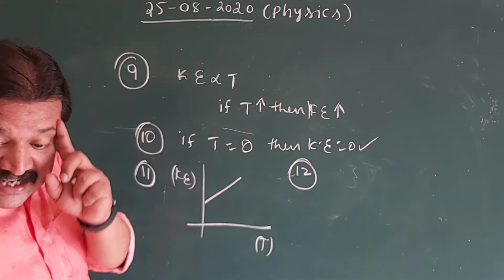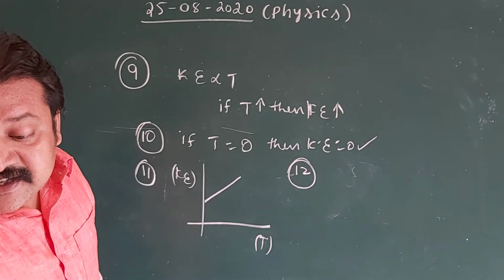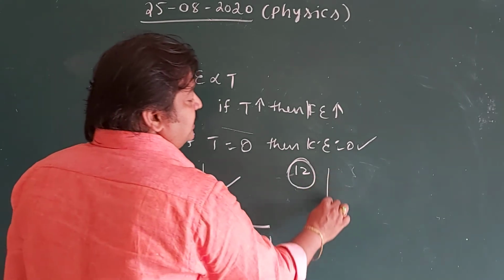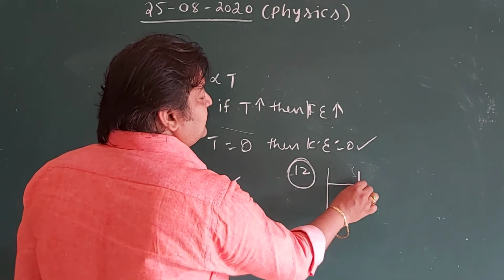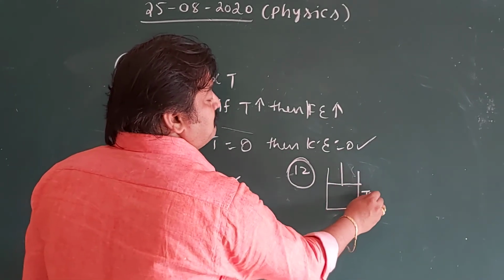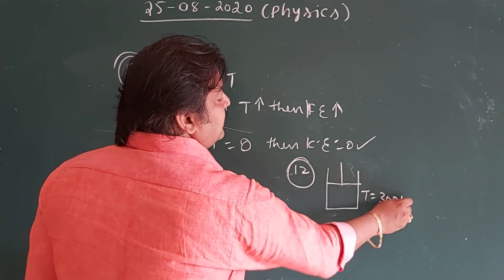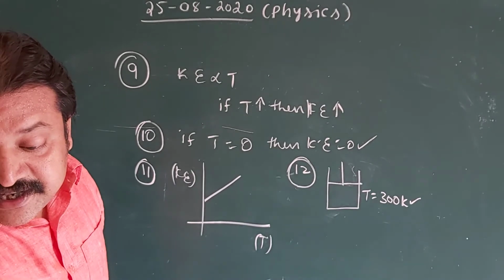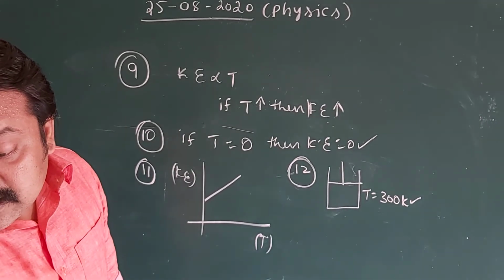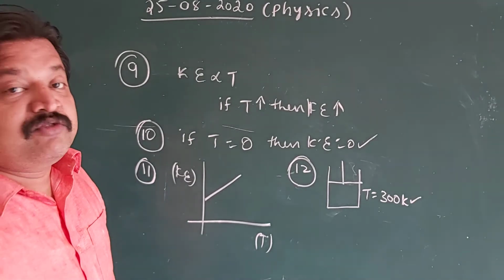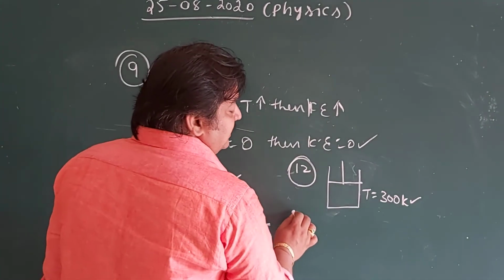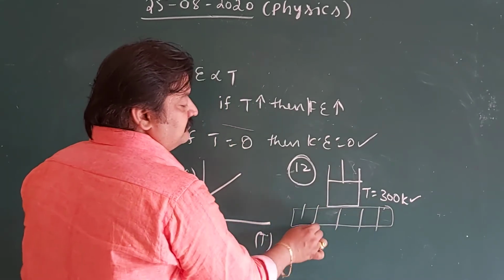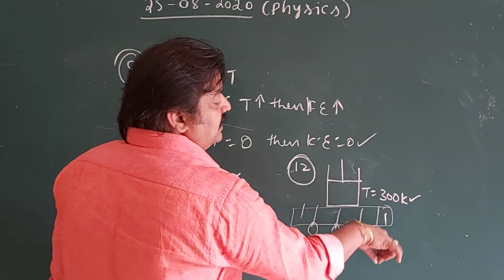The question is that some gas at 300 Kelvin is enclosed in a container. They have taken a container, inside some gas. The temperature is equal to 300 Kelvin. It is enclosed in a container. Now, the container is placed on a fast moving train. This entire container is placed on a train that has different compartments.